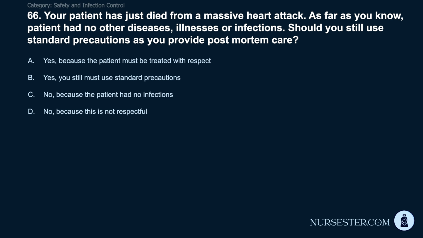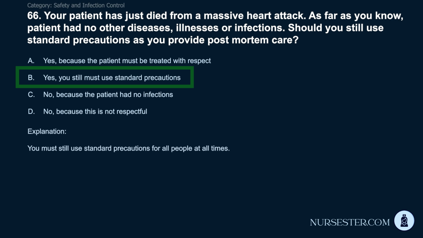66. Your patient has just died from a massive heart attack. As far as you know, the patient had no other diseases, illnesses, or infections. Should you still use standard precautions as you provide post-mortem care? A. Yes, because the patient must be treated with respect. B. Yes, you still must use standard precautions. C. No, because the patient had no infections. D. No, because this is not respectful. Correct answer, B. Yes, you still must use standard precautions. You must still use standard precautions for all people at all times.